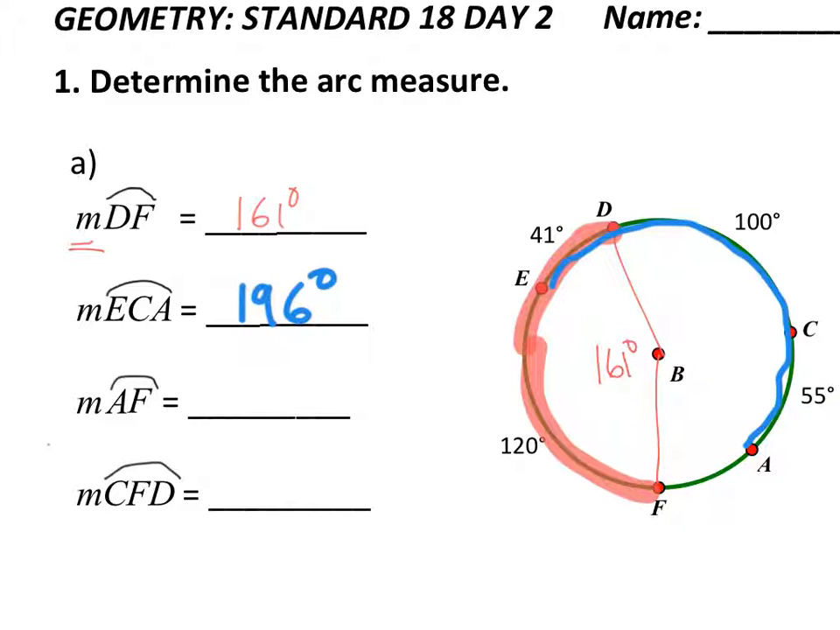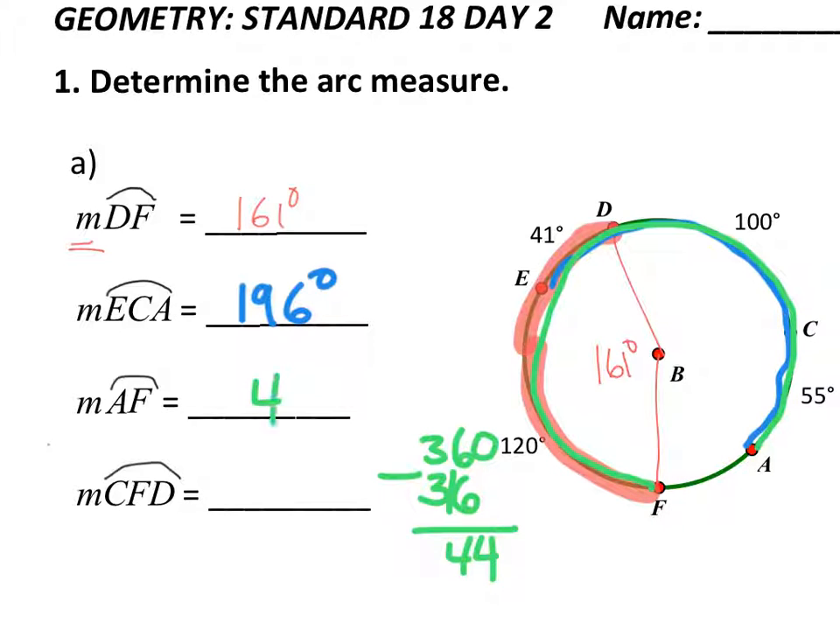The next problem asks for arc AF. What we could see is that if we add up all the other arcs around the circle, if we add up that list of numbers, that equals 316. So 360 take away 316, we're going to be left with 44. So that extra arc right there is 44 degrees.